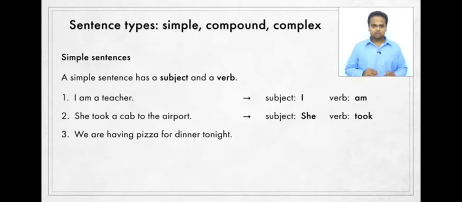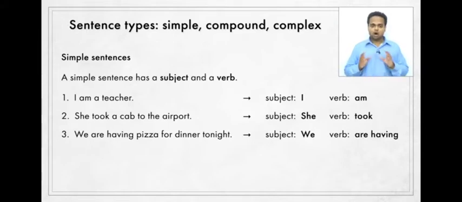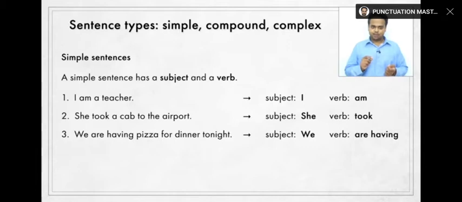One more example. We're having pizza for dinner tonight. In this sentence, the subject is we and the verb is actually the phrase are having. It has two words. First, the auxiliary or the helping verb are, and then the main verb having. But still, are having is a phrase that acts as a single verb.